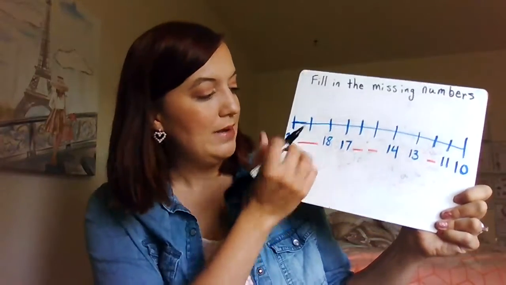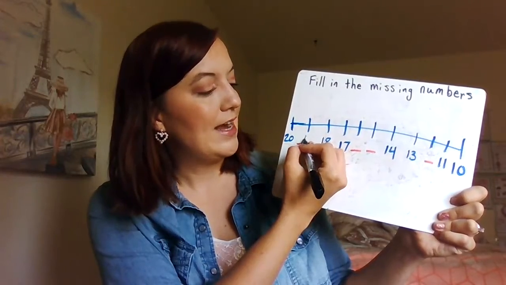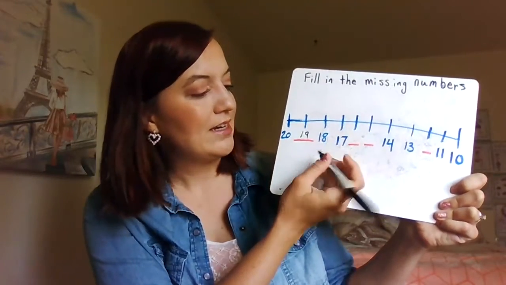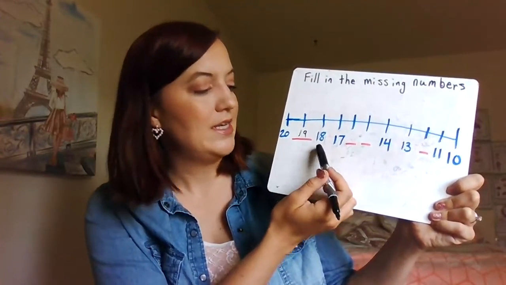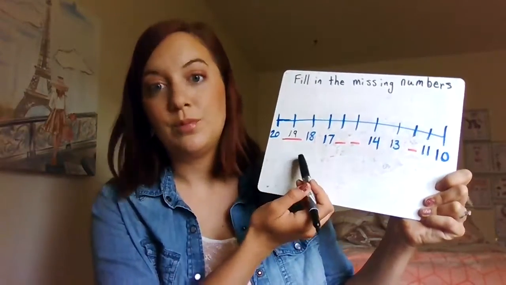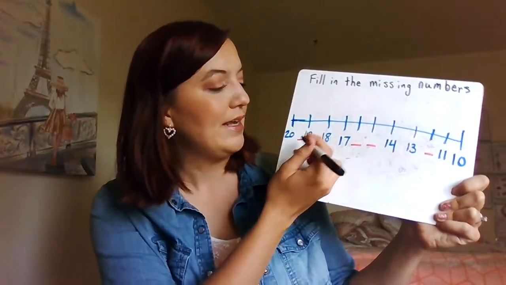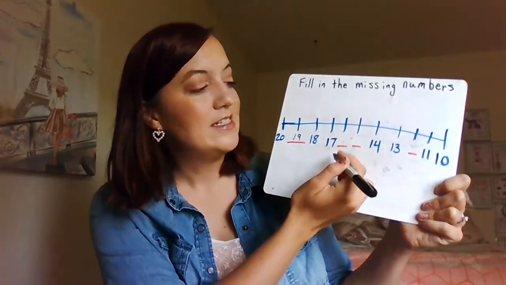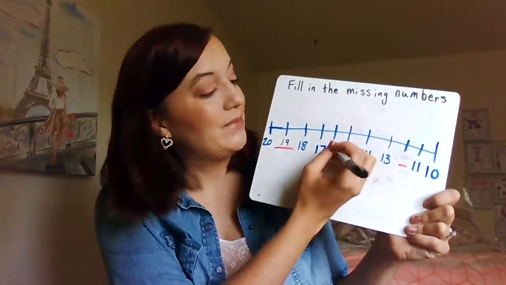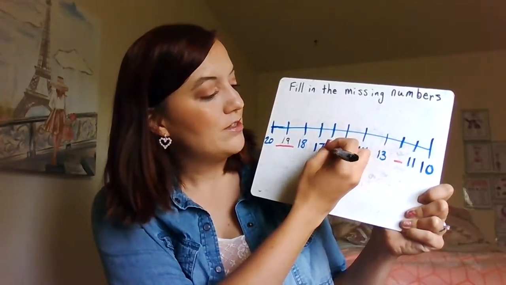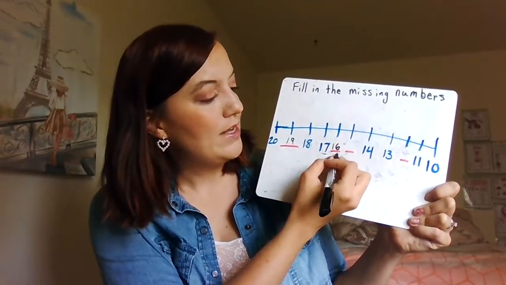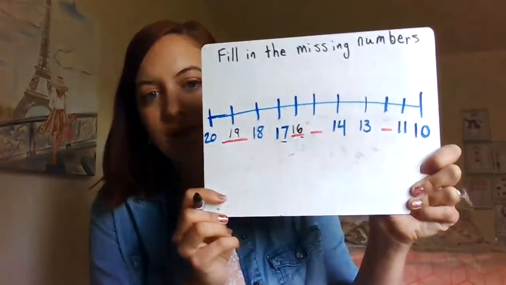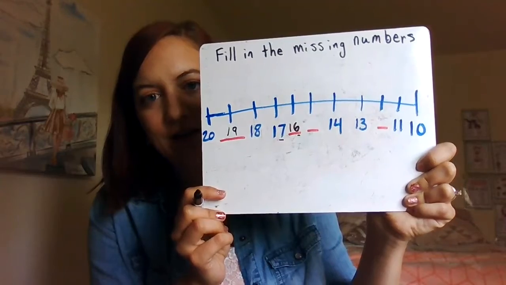So we have 20, and then right here should be 19. And I can double check that because I can count and go, okay, 18, what would come next? Oh, it would be 19. So we've got 20, 19, 18, 17. This one's going to be a 16. And we can also check that because we know that the ones are really what we're looking at here.